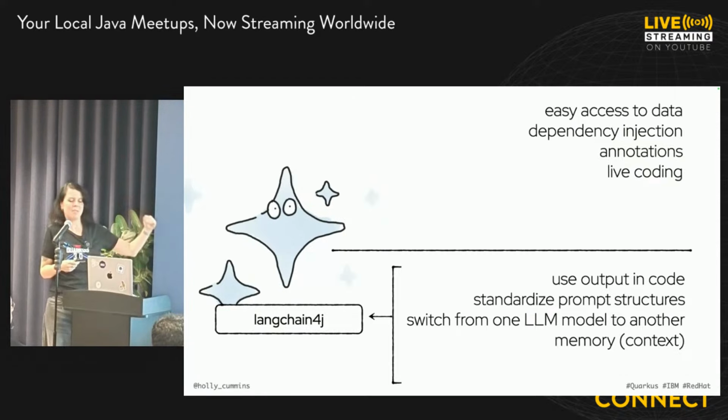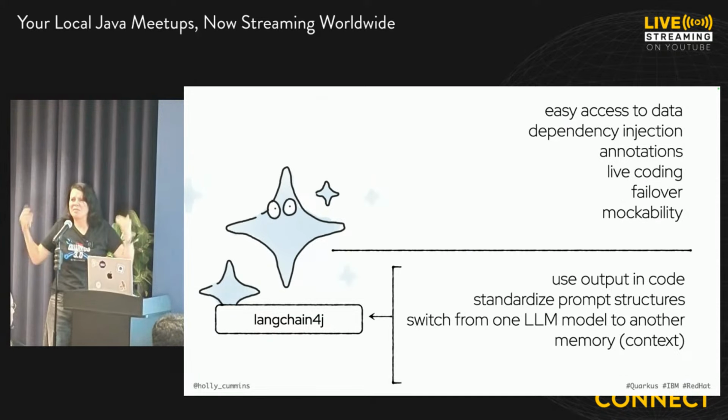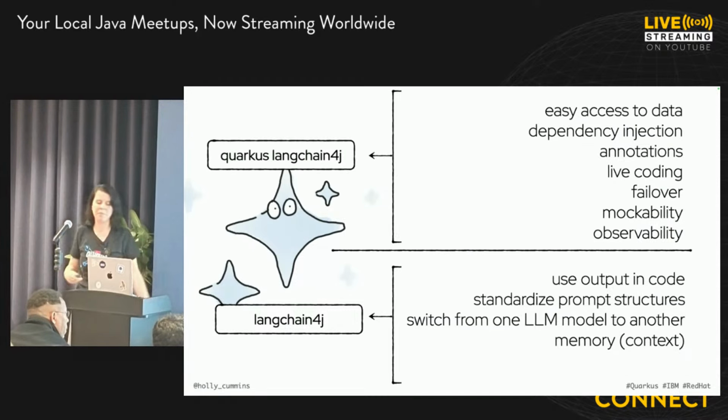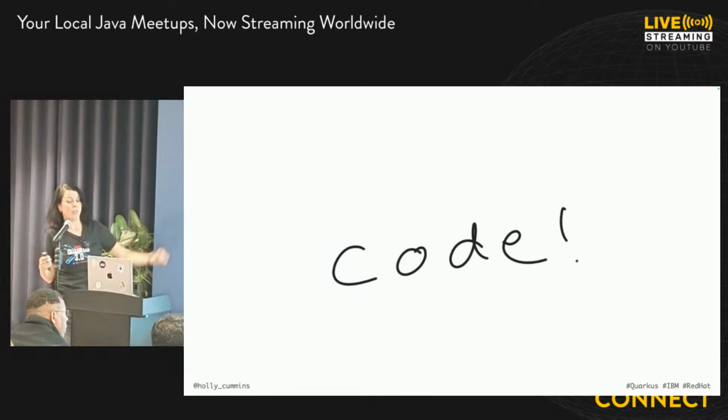But then if you want something like live coding, failover, that kind of nice integration with mocking frameworks, all of that is something you're not going to get in the base Java, and you maybe want a framework on top. And of course, if you're going to be taking this to production, you're going to need some observability. And this is all stuff that we know how to do in Java, that we know how to do in our Java frameworks, and we can just bring them in. So that's why I'm going to be talking about Quarkus LangChain4j, building on LangChain4j.